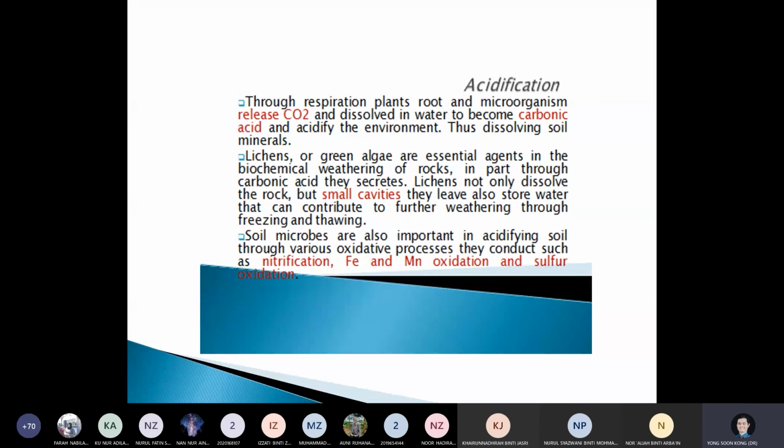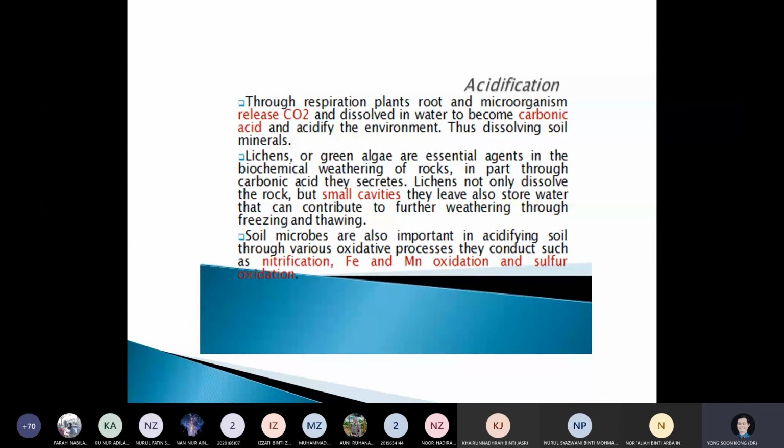Now, acidification is something that I probably did not explain in detail. So as you can see right here, the usual suspect, I would say. The acidic content in this acidification is caused by carbonic acid. Well, probably from the microorganism, not just carbonic acid, there will be a bit more of the acid, but it is not as acidic as you think, I would say.